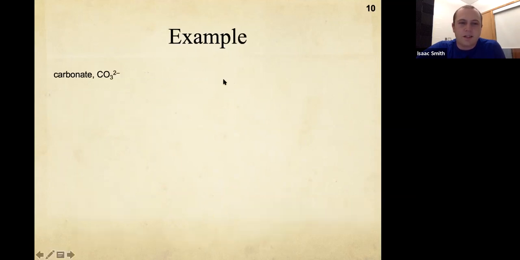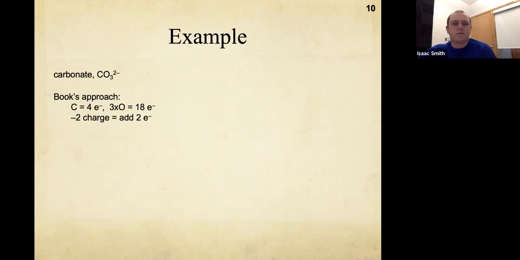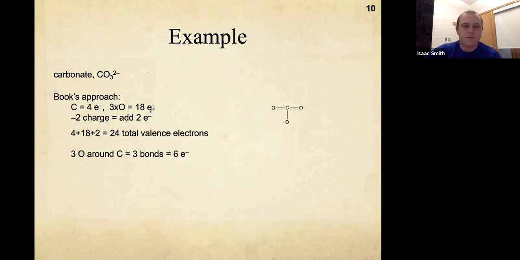All right, carbonate. Walk through this one. So the book approach is going to have you add up all the valence electrons. You get 4 from carbon. You get 6 from each oxygen, and 6 times 3 is 18. And you have a negative 2 charge, so you need to add 2 electrons. So 4 plus 18 plus 2 is 24 valence electrons.